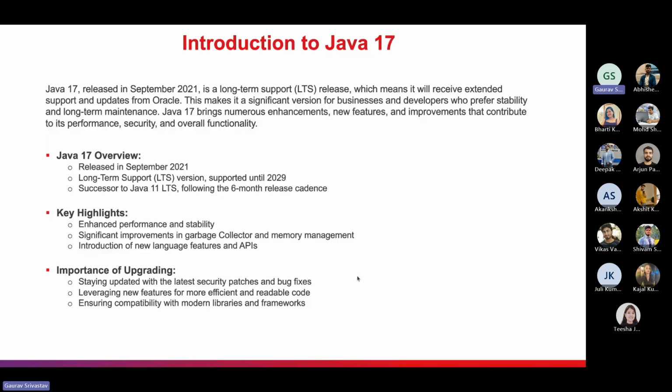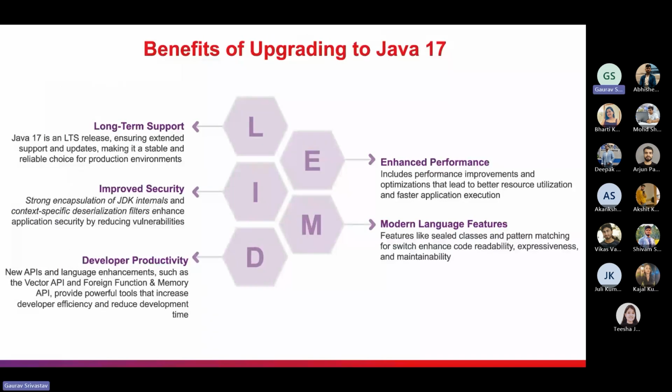Obviously, the importance of upgrading: if you upgrade to the Java 17 version, then you get a lot of new features like sealed classes, and we also have the vector API, we have the stream APIs. These come with Java 17. So these are the benefits if you are upgrading to Java 17.